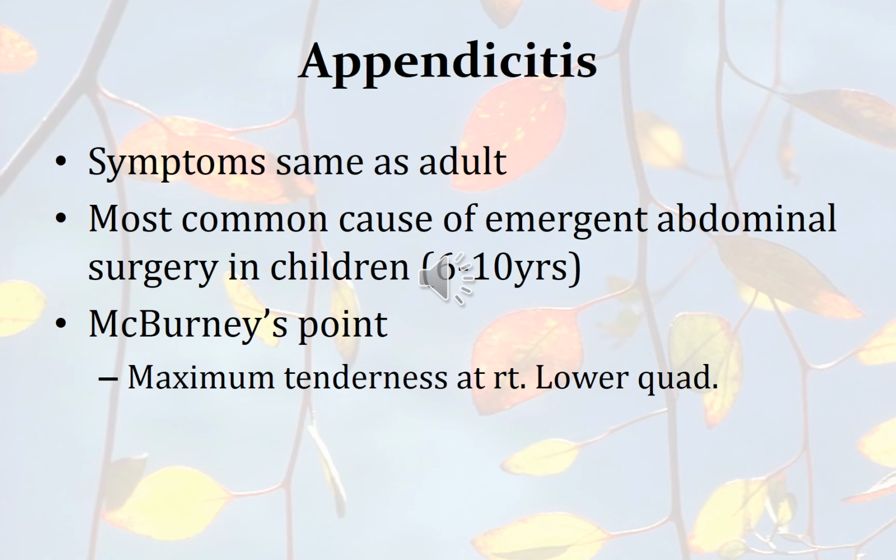So appendicitis is acute inflammation of the appendix, the most common cause of an emergent abdominal surgery in our kids. Average age that we do see appendicitis occur in our kids is usually 6 to 10 years of age. The patho related to it is a closed loop obstruction of the appendix. The stool accumulates and then leads to that infection.